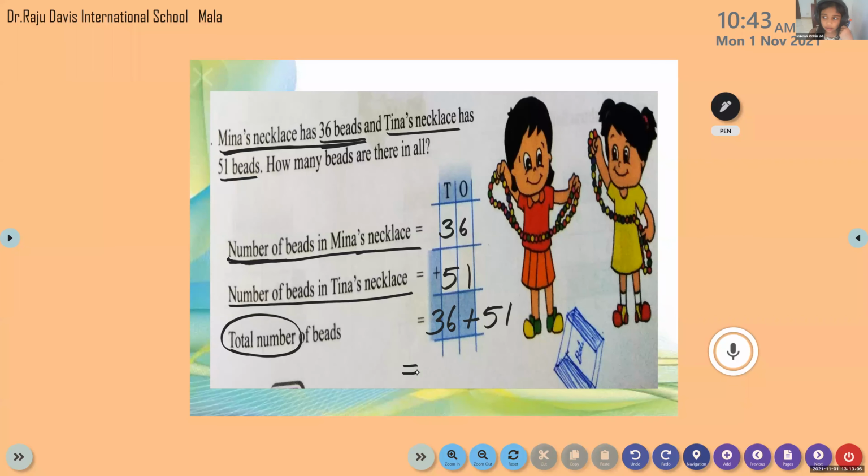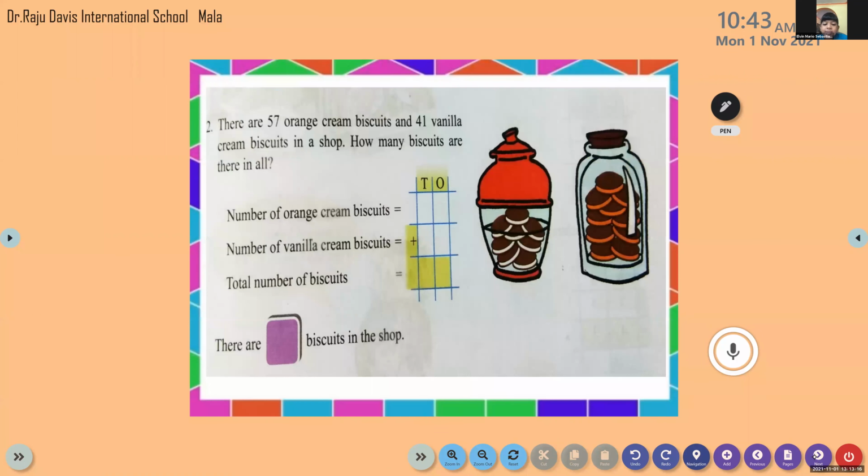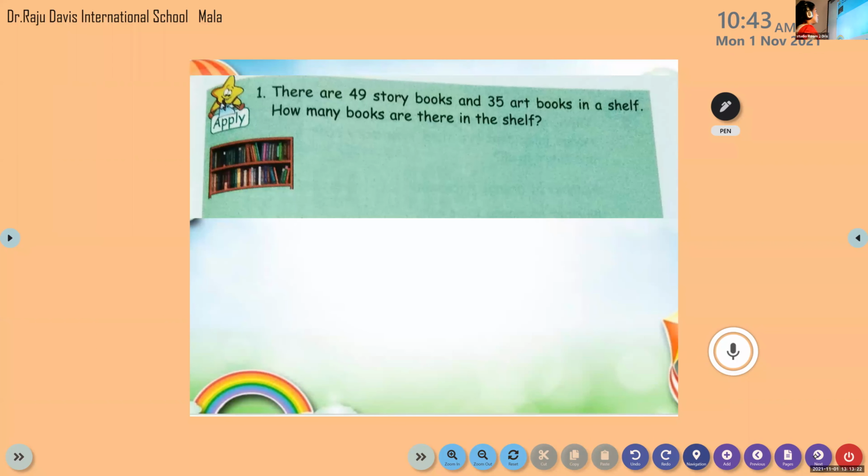6 plus 1 is 7. 5 plus 3 is 8. 87. Okay. Answer is 87. And this one we discussed, we already wrote in the Max notebook.